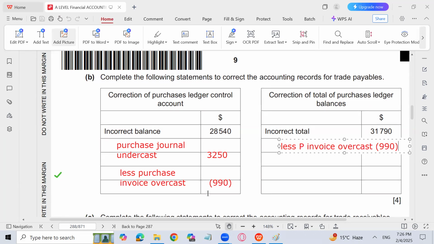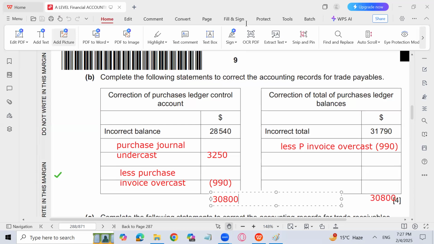So what is the answer? Can you please tell me? The corrected answer for the purchase ledger control account and the corrected answer for the purchase ledger balance. So it will come 30,800, and this will also come 30,800. So both the sides are now equal. So we are done with this, and we have calculated it quite easily. So this was not that difficult. Okay. So these are the small parts which need to be solved, and we have solved this.